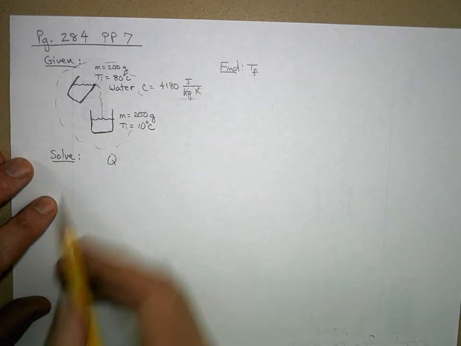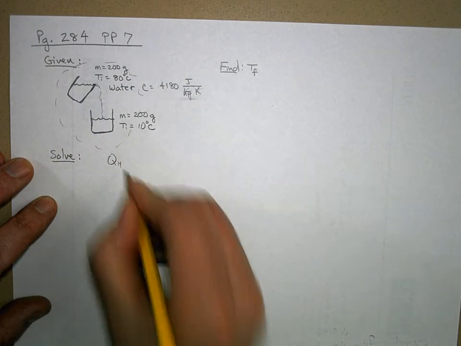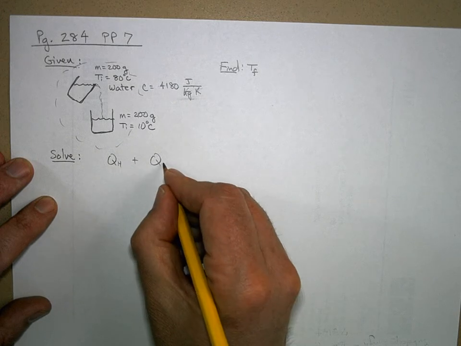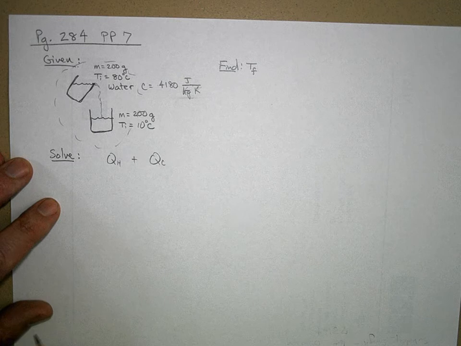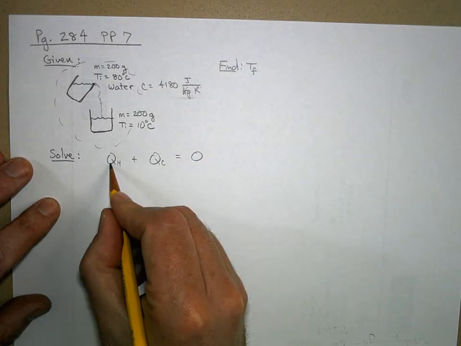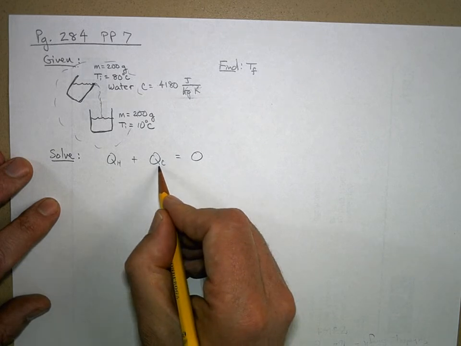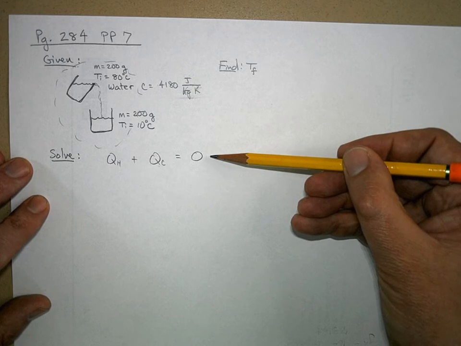We have the heat leaving the hot water, I'll call it H, and we have heat entering the cold water. I'll call that C, for cool. And when I add the heat that's left the hot water and the heat that's entered the cold water, I get 0. Now, why do I say that it's equal to 0?